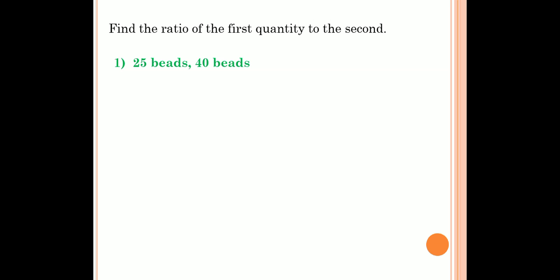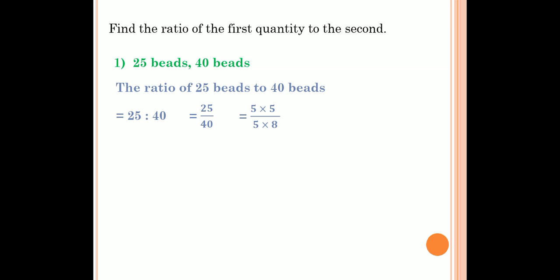Now 25 beads and 40 beads. Now the ratio of 25 beads to 40 beads is equal to 25 is to 40. That is equal to 25 upon 40. When you simplify it, which table goes? 5 times table. So 5 5s is 25 and 5 8s gives you 40. So you are left with only 5 upon 8, that is equal to 5 is to 8.